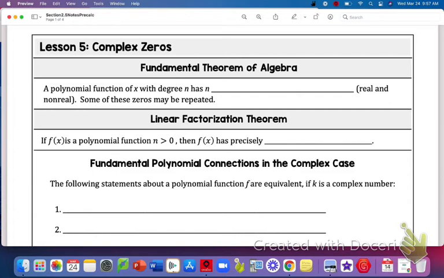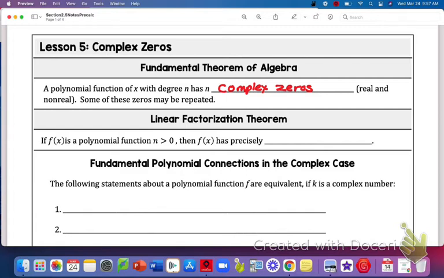The fundamental theorem of algebra says that a polynomial function f of x with degree n will have n complex zeros, or real and non-real. So whatever your degree is, you are going to have some type of combination of real and/or non-real zeros. Some of these zeros may be repeated, which is what we talked about last class with multiplicity.